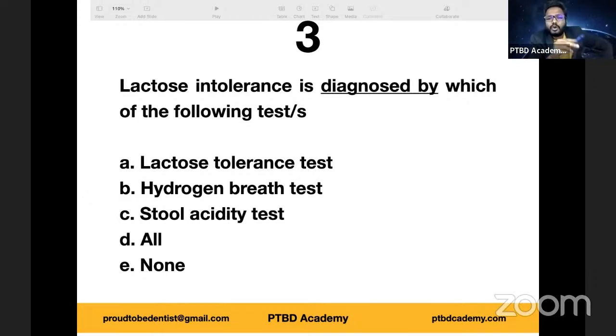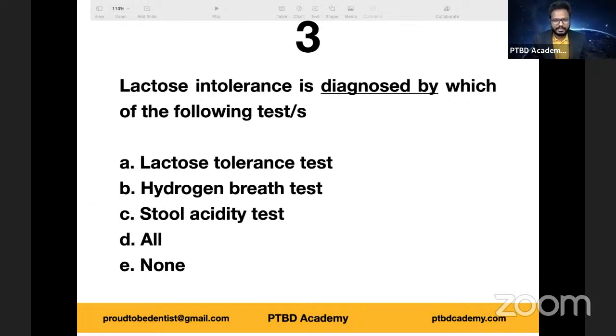What about the lactose tolerance test? You give lactose in liquid form to the patient and check the blood sugar level every 2 hours after consumption. Obviously, when a person is intolerant to lactose, it doesn't enter into their blood, and hence the blood sugar level does not increase, right? So that also helps us in diagnosing lactose intolerance.